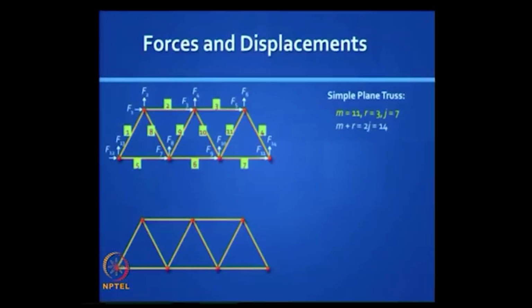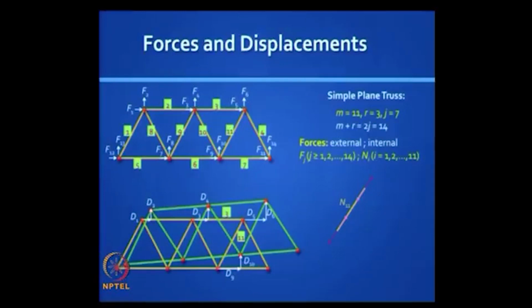Each one has an unknown axial force which could be tension or compression. So if we take out, for example, the bar number 11, if you take a free body of that bar, I have shown an axial tension in that bar. The internal force is marked as N11. N stands for normal force.